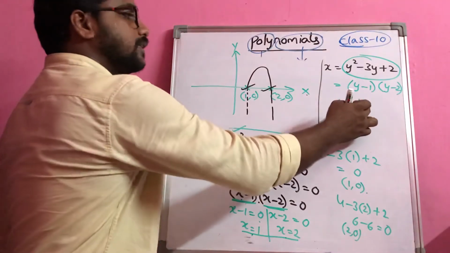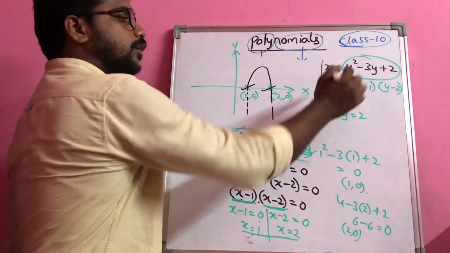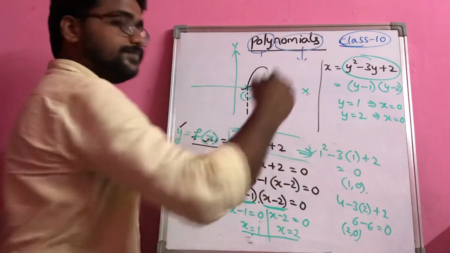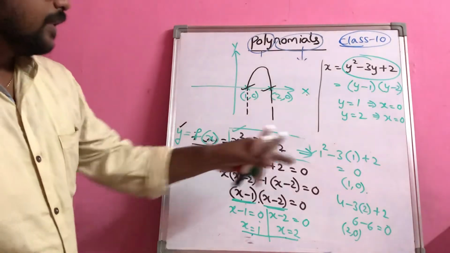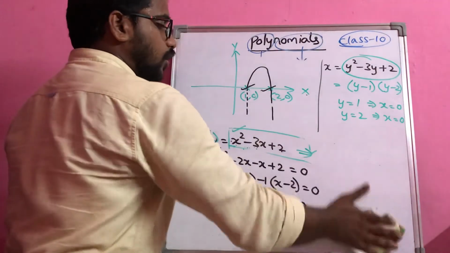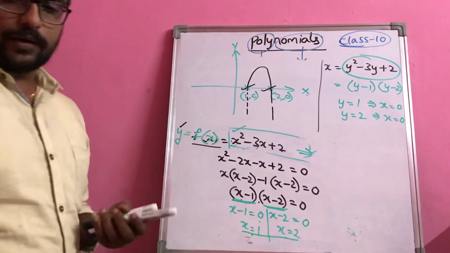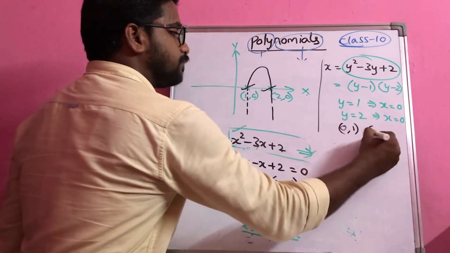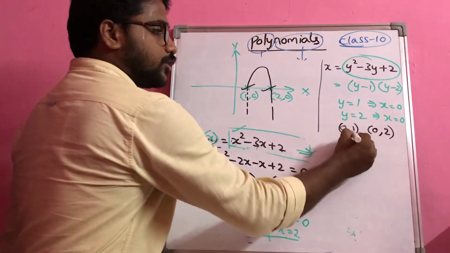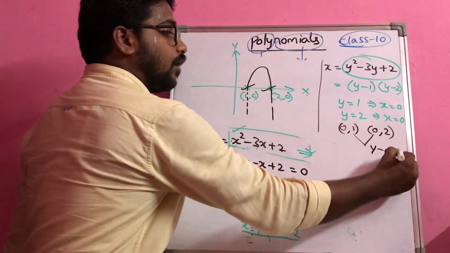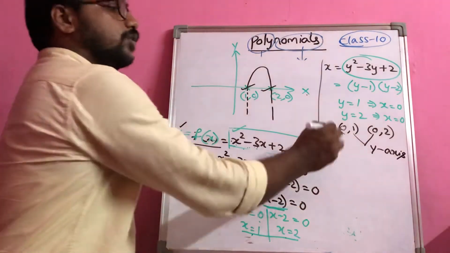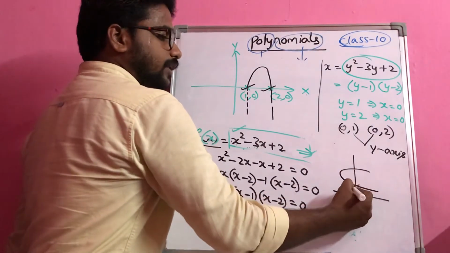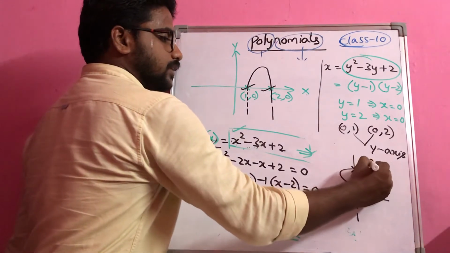Again, if you substitute y is equal to 1 and y is equal to 2, you will get x is equal to 0 in both cases. So try to figure this out. The points that you got here are now 0, 1 and 0, 2. From your basics you can recall that for sure these two points will be lying on the y-axis. Why? Because the x coordinate is 0. So if I plot this curve, I may get something like this, where this is 0, 1 and this is 0, 2.